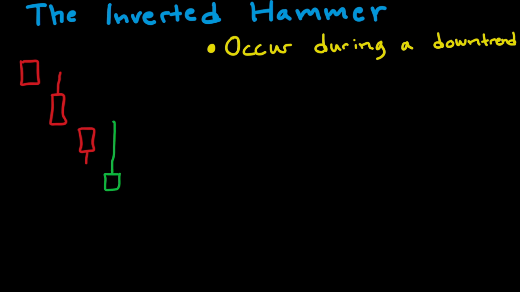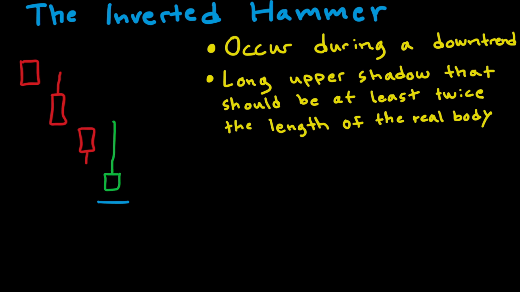But so this right here is how the inverted hammer looks. And so we can say here that it should have a long upper shadow that should be at least twice the length of the real body. So this part right here is the upper shadow, and this part should be at least twice the length of this part. And as you can see, it is that in this example.